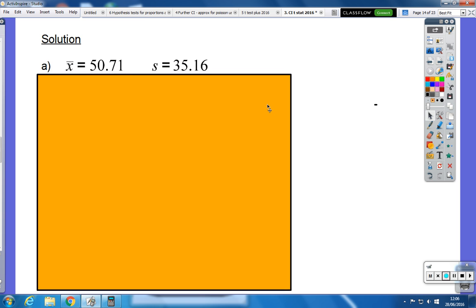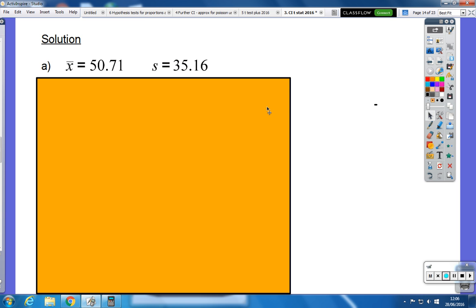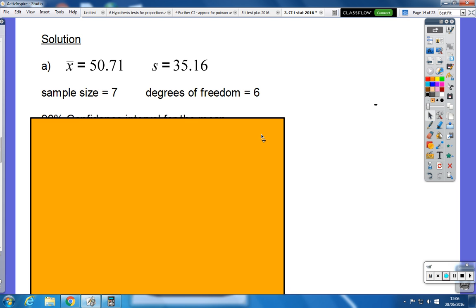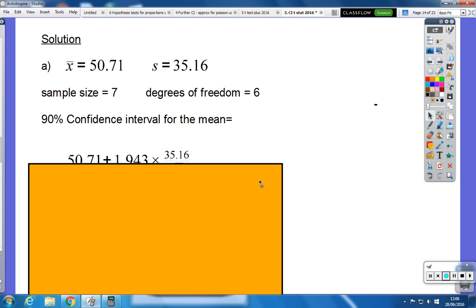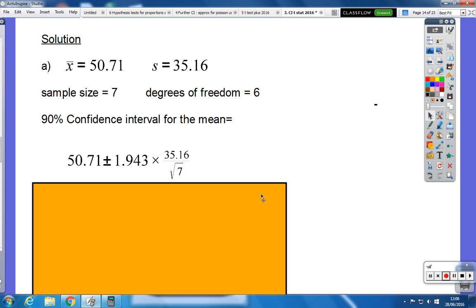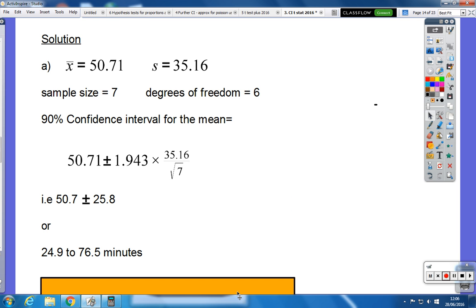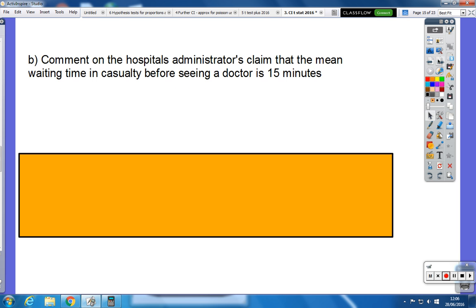I think I've done all this. So, yes, that's what we agreed with our X bar and sample. Sample size is 7, so degrees of freedom is 6. You get marks for commenting on that. Using the t-tables, you can look up your t-value, shove it all in, and that's the answers you get. Okay, make sure you get those values, make sure it matches to mine. Okay, pause it, as I say, if you need to check.